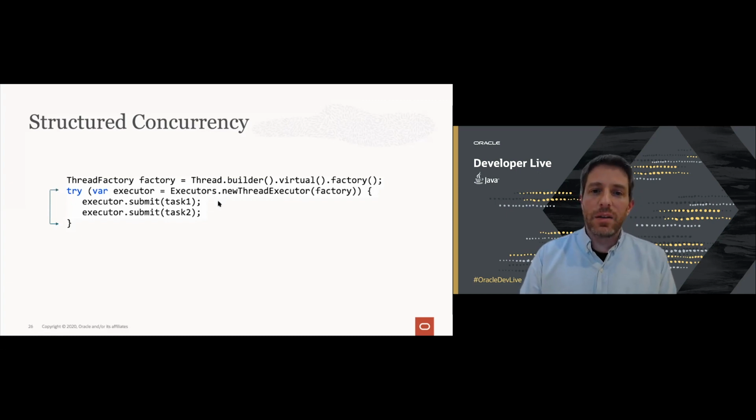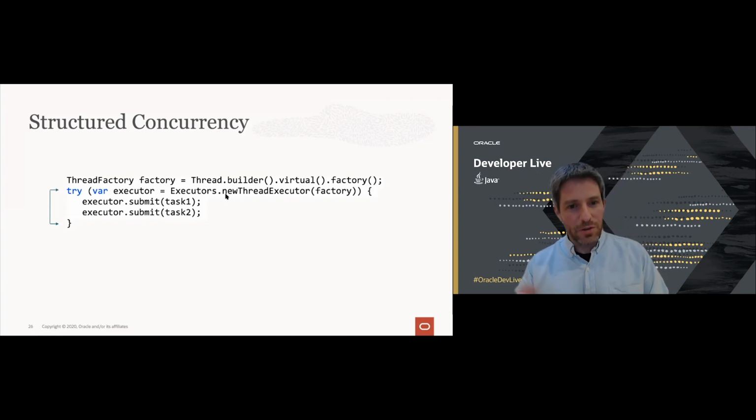And the close method on an executor in Project Loom will just wait until all the tasks in that executor have terminated. In this case, each of those tasks has its own thread, so it will just wait for those threads to terminate. So let's see what happens.